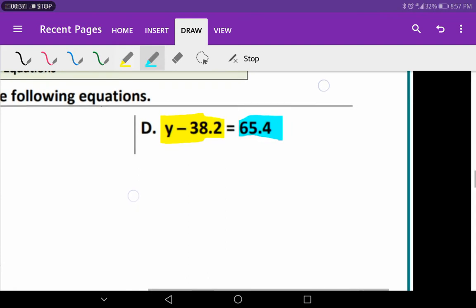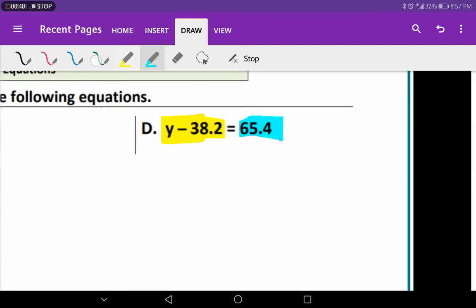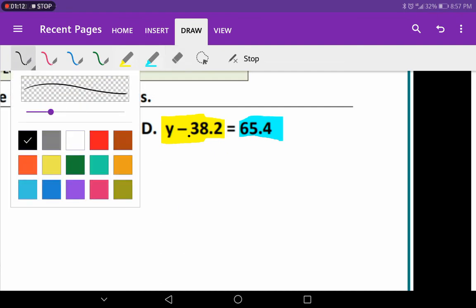As we agreed, my dear student, first of all, we ignore this side at all. Why? Because it has no variable on this side, so we focus here. Okay, how can we make the y alone and happy? We have to add 38.2 to eliminate it. Okay, so the first step, I will add 38.2 here. Actually, let me reduce the line a little bit, it will be better.